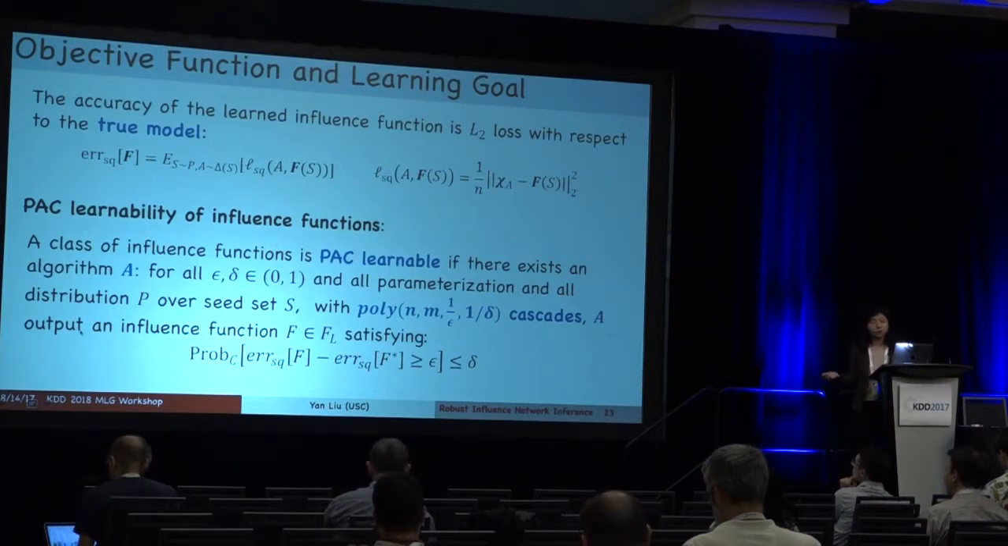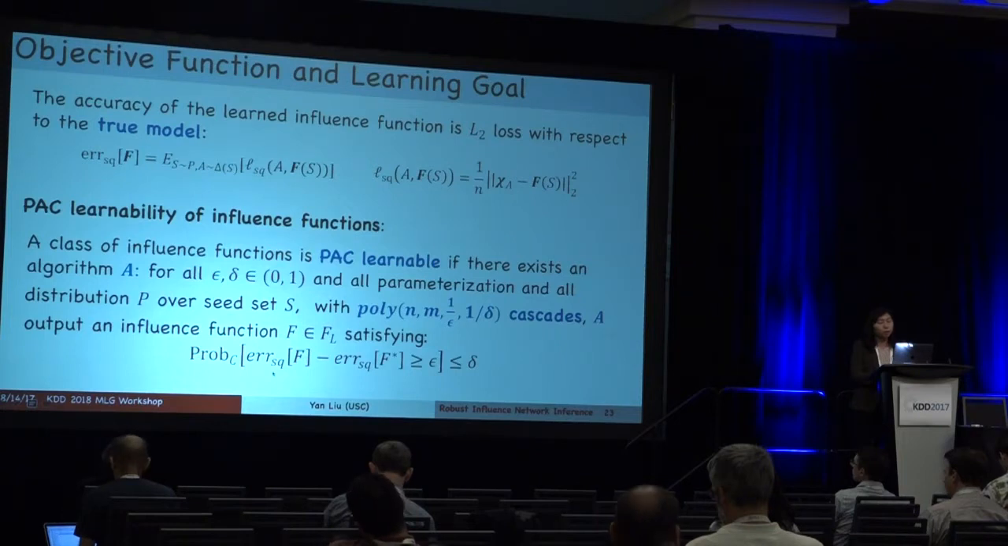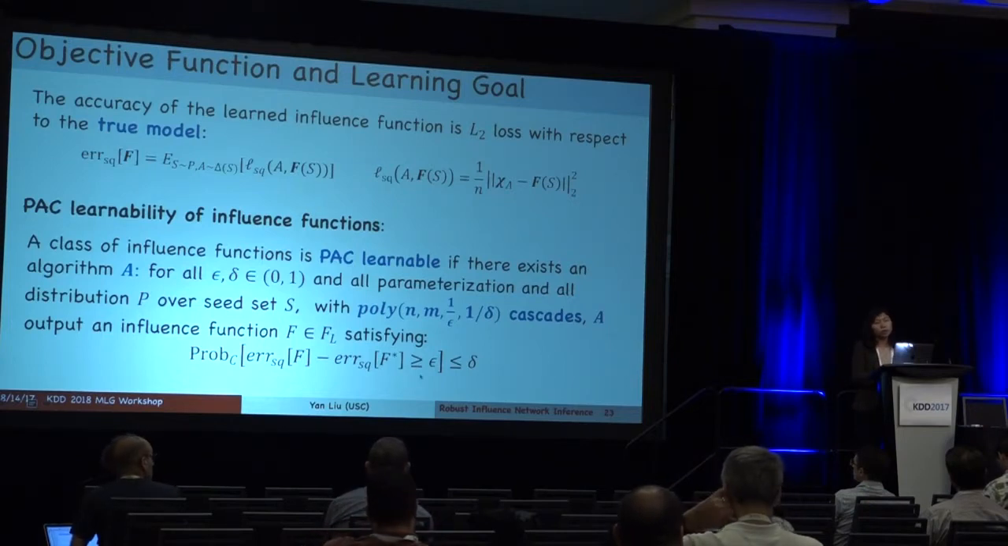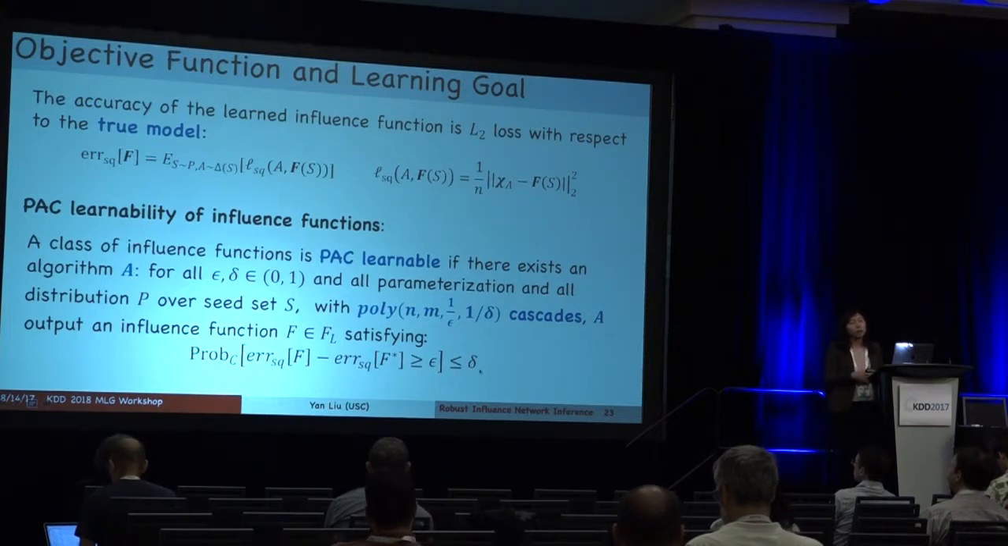I don't want to go into the details, but basically you can think of it as follows. Let's say we learned this diffusion function f, and f star is the optimal one. If the probability that the difference between the error of the learned diffusion function and the error of the true one is larger than or equal to epsilon is smaller than some particular value, then we say this is PAC learnable. Okay, this is the definition of where we get started.